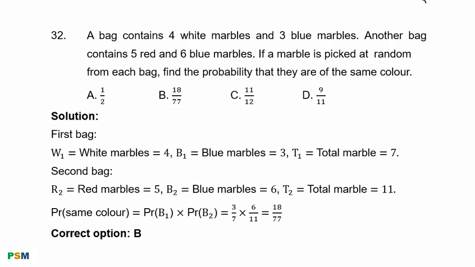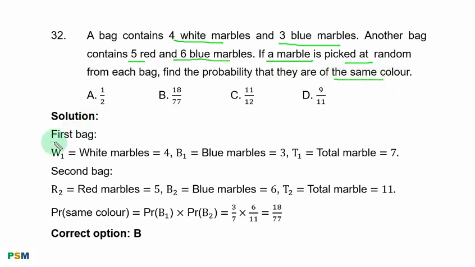Question 32. A bag contains 4 white marbles and 3 blue marbles. Another bag contains 5 red and 6 blue marbles. If a marble is picked at random from each bag, find the probability that they are of the same color.